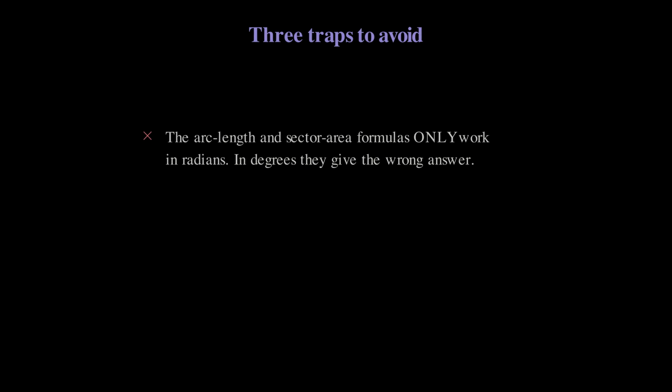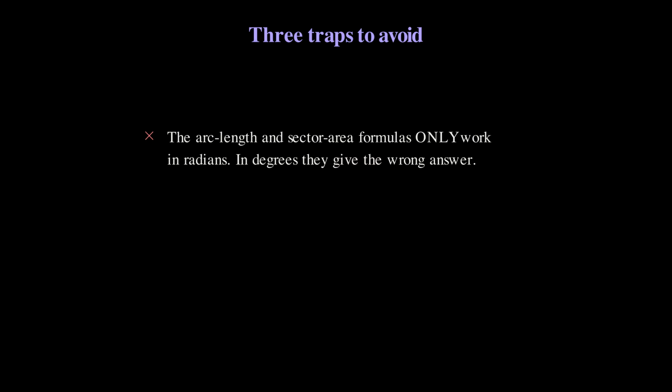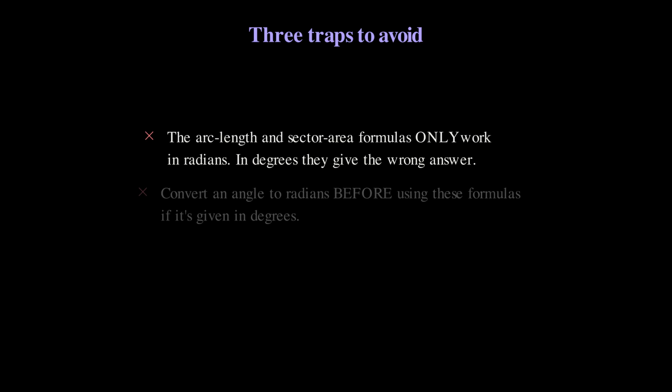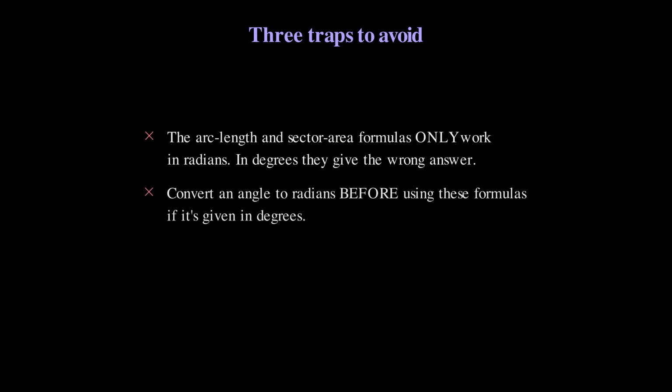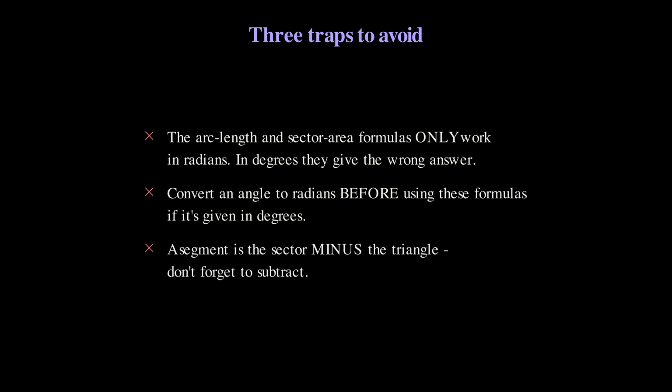3 traps. The big one, r theta and 1/2 r squared theta only work when the angle is in radians. Feed in degrees and both formulas give nonsense. So trap 2, if an angle arrives in degrees, convert it to radians first, before you touch these formulas. And 3, a segment is the sector with the triangle removed, so remember to subtract that triangle. Forgetting it is the classic segment mistake. Keep those straight, and arcs and sectors become easy marks.